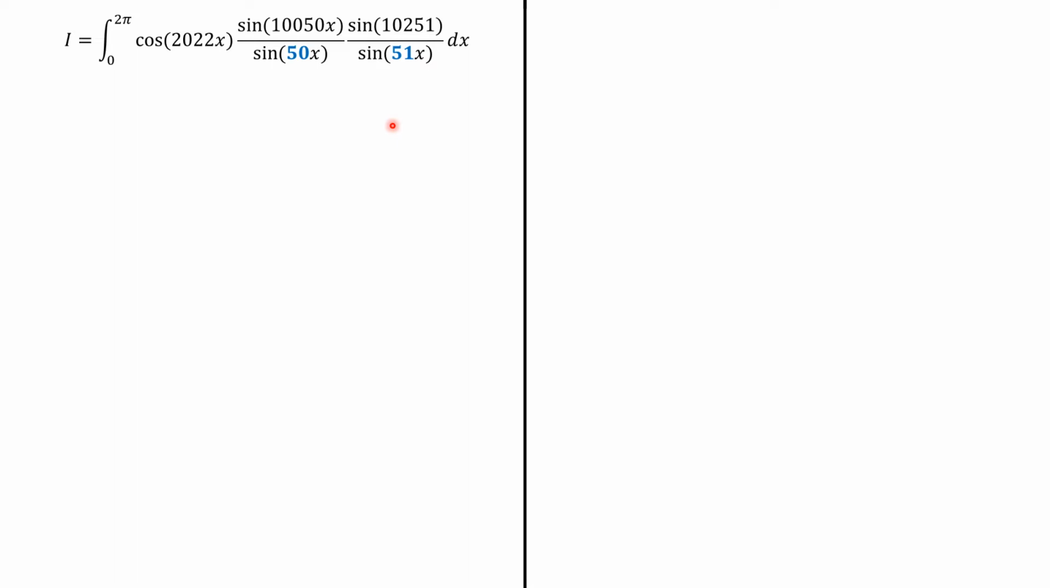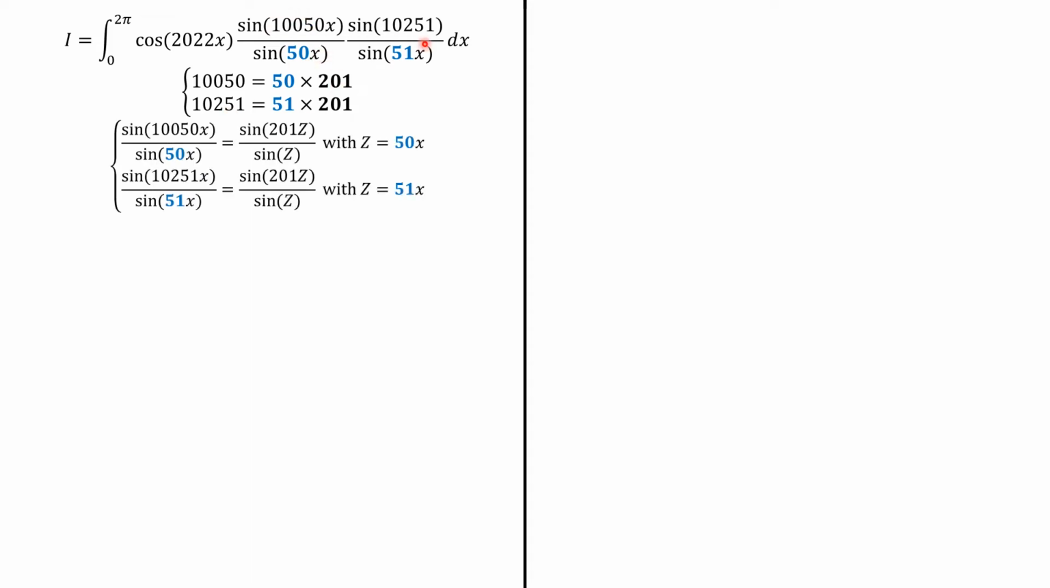But before this, we should make a few observations. Since this number ends in 50, it is clearly a multiple of 50, and we see that it is 50 multiplied by 201. We try the same for 51, and bingo, that fits. Interesting. So we have a pattern: this ratio has the form sin(201z) over sin(z), for z equal to 50x here and z equal to 51x here.